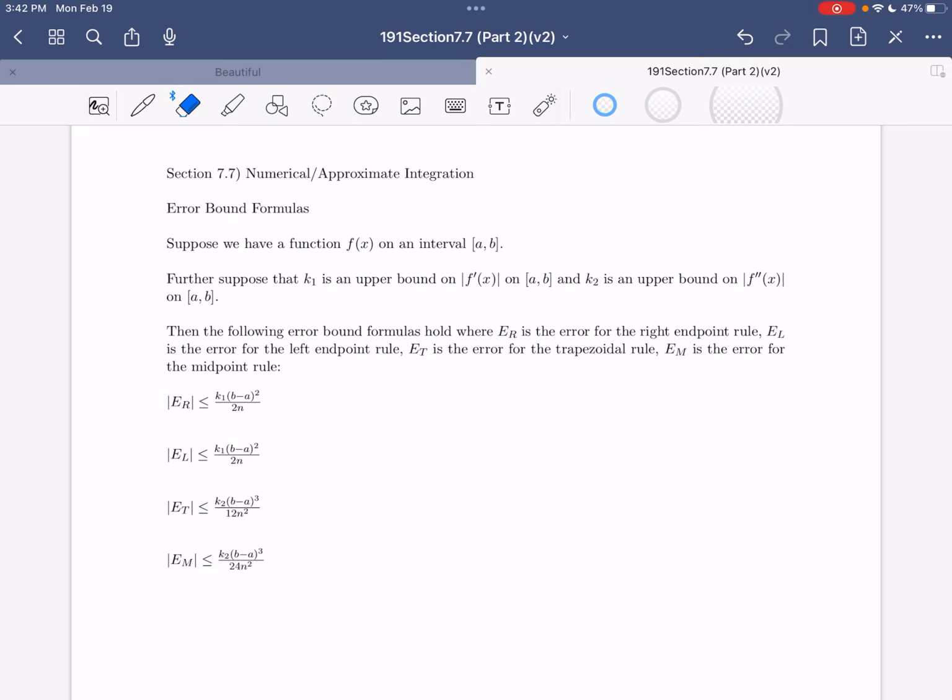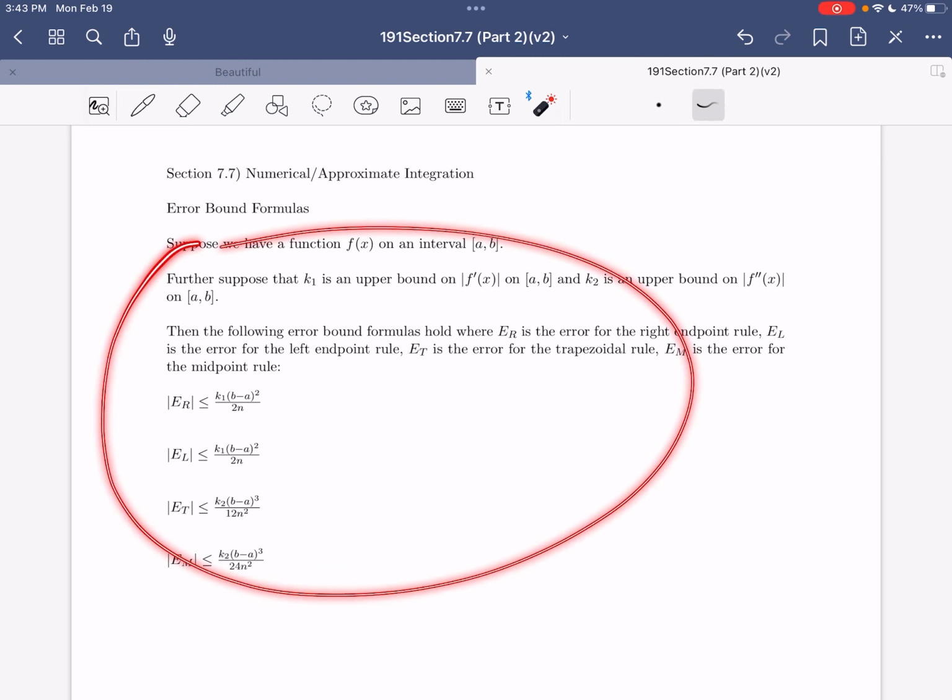Now, if you remember from the last video where we introduced a couple numeric approximations, some of which you might have seen from Math 190. Those were the left endpoint and right endpoint approximations. We also discussed the midpoint approximation and introduced a new one called the trapezoidal approximation. We're going to be focusing on developing some formulas that understand and estimate the error that occurs in each of those approximations. So let's go ahead and get started taking a look at what we have right here.